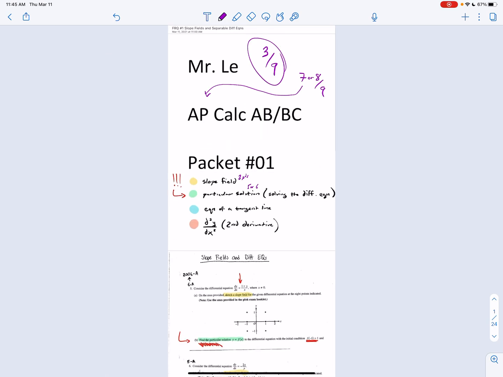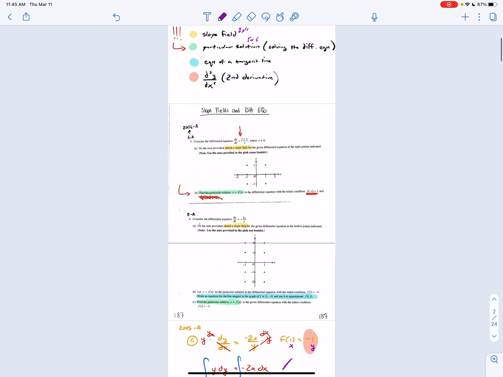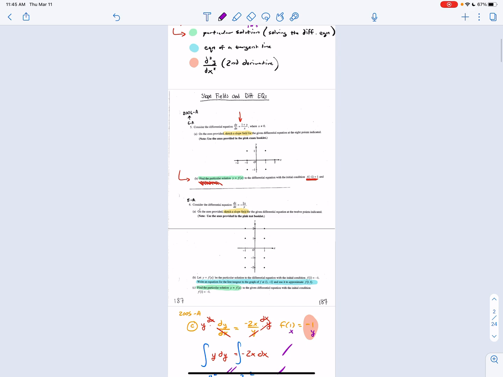So if this hasn't convinced you yet, I'll convince you some more, but passing the AP exam is very doable, okay? Actually, it's just a matter of do you want a 3, a 4, or a 5, okay?